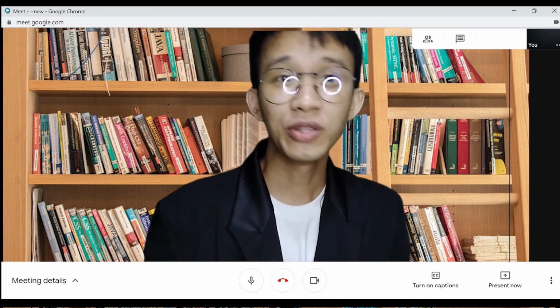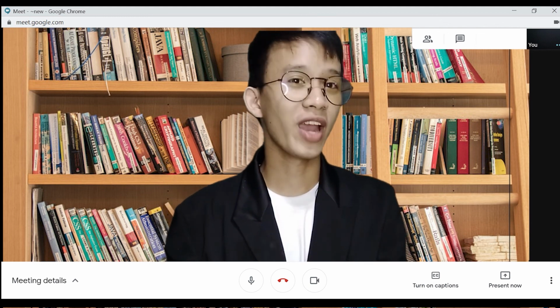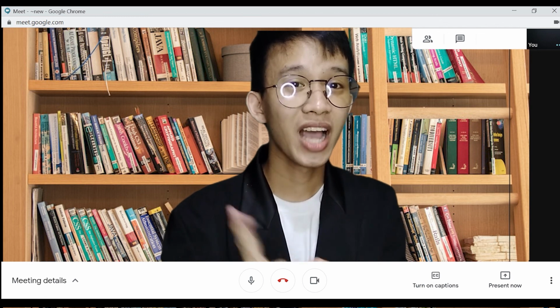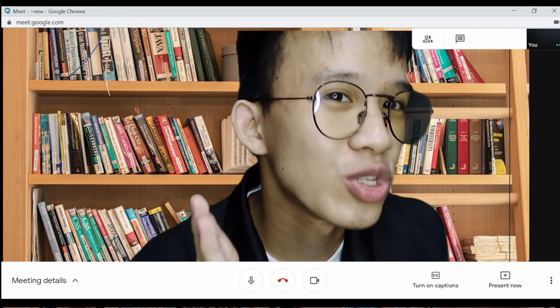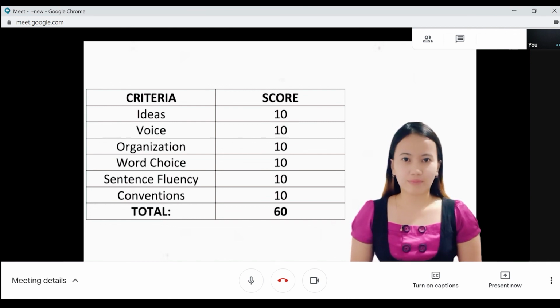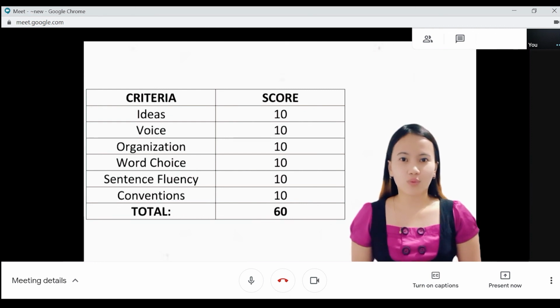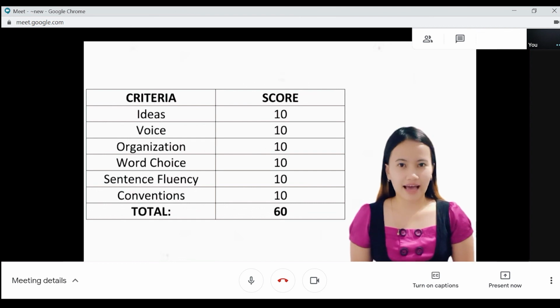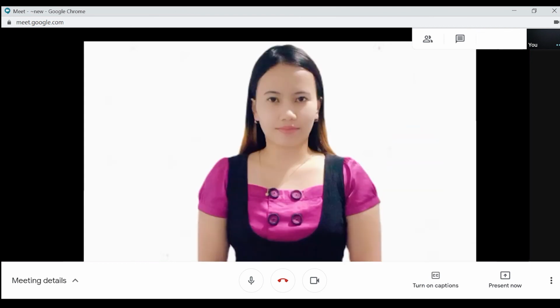But oops, don't forget the characteristics of a flash fiction: brevity, complete plot, and a surprise. Okay, the flash fiction or your composition will be graded through the following criteria: ideas 10 points, voice 10 points, organization 10 points, word choice 10 points, sentence fluency 10 points, and conventions 10 points, with a total of 60 points. Okay, class, you may begin the activity.